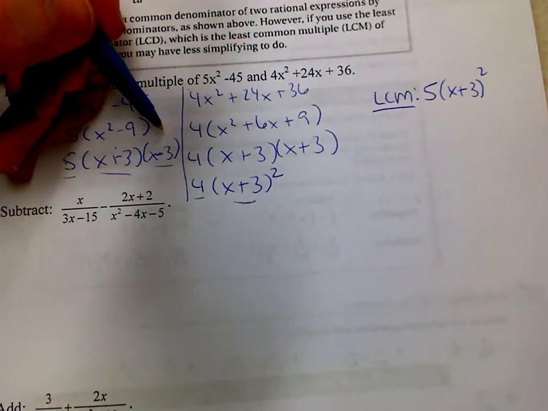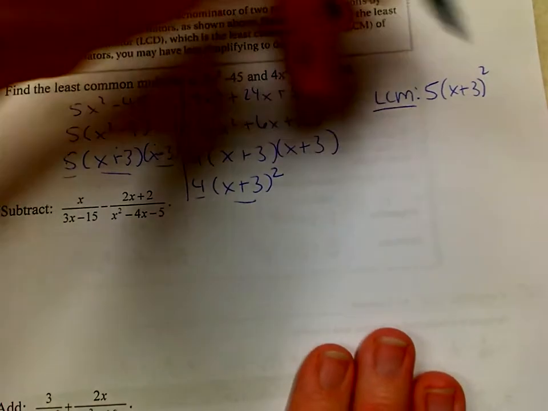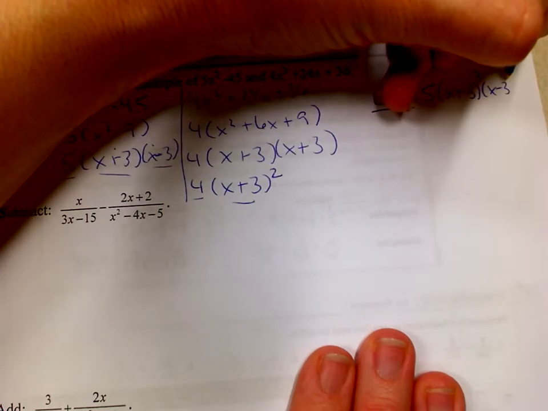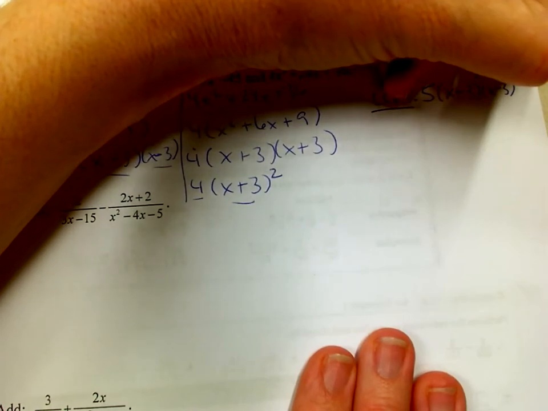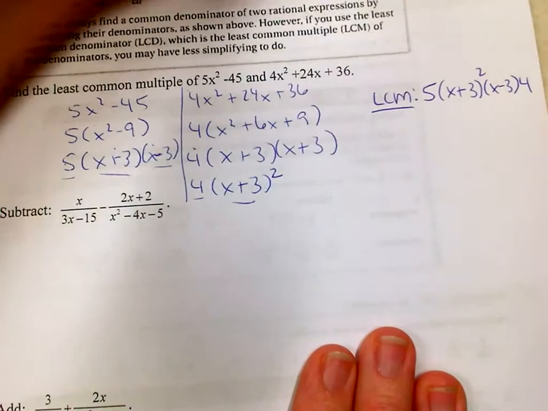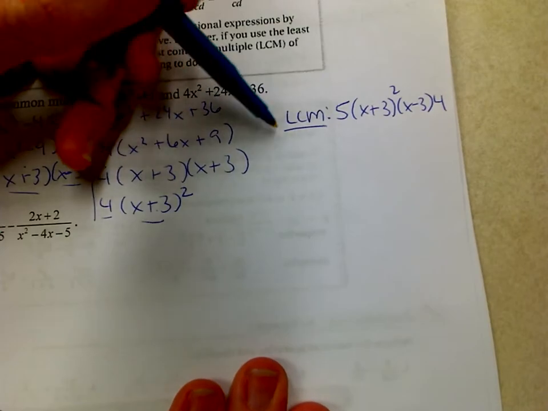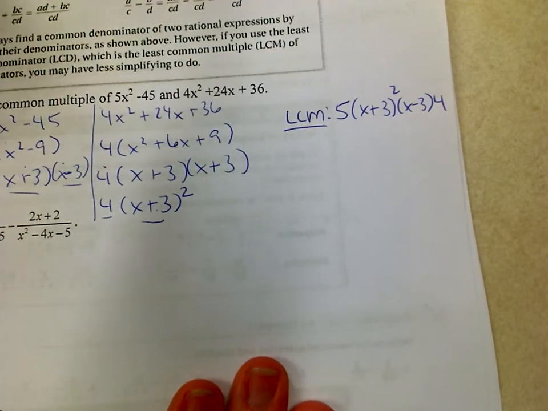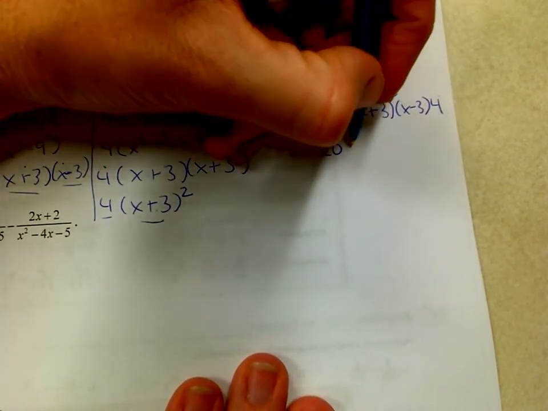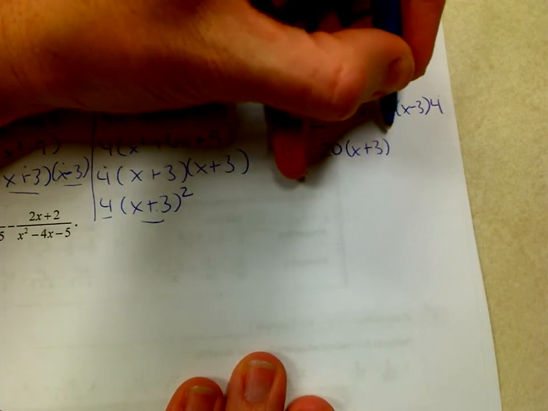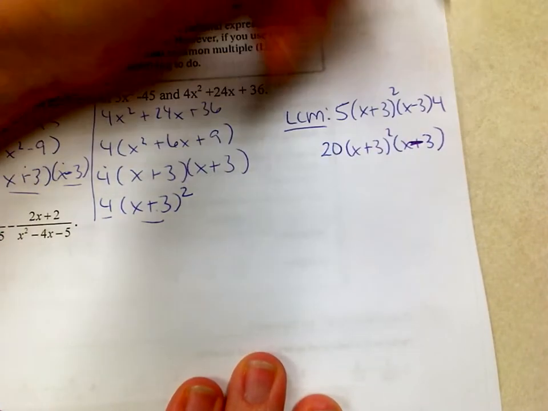Okay, moving on. I have an x minus 3. I don't have one with the powers, and I haven't taken one of those yet, so I'm going to take an x minus 3. I have a 4. And I have gone through all of my factors. So what is left is my least common multiple. I am going to go ahead and do the 5 times 4 and get 20. And so my least common multiple for this problem, oops, excuse me, that should be minus, is this.